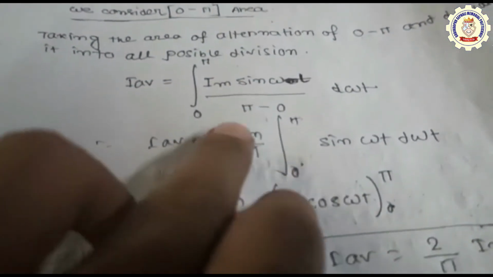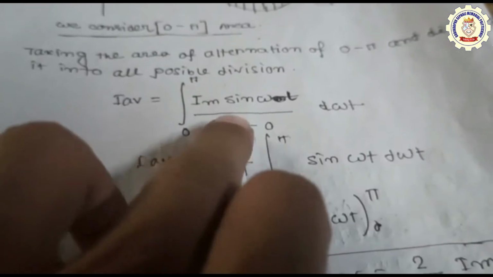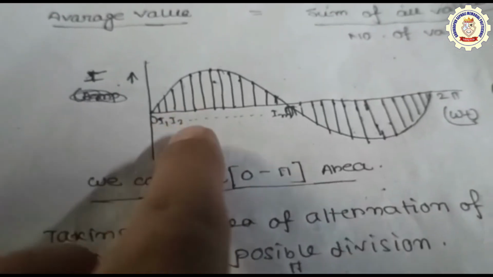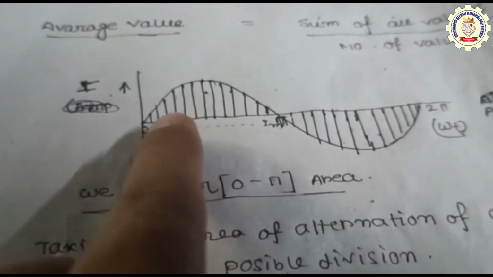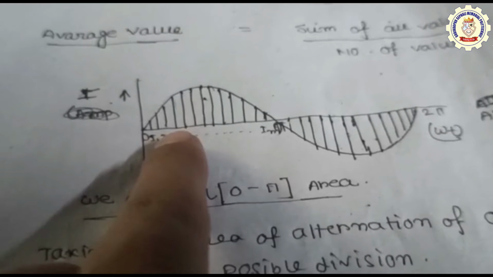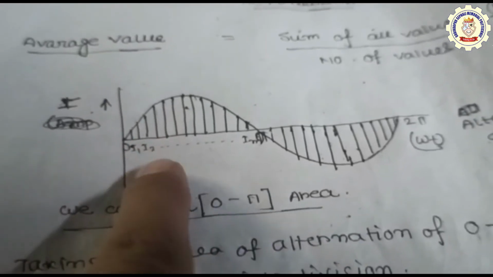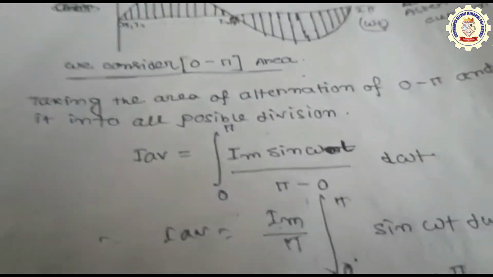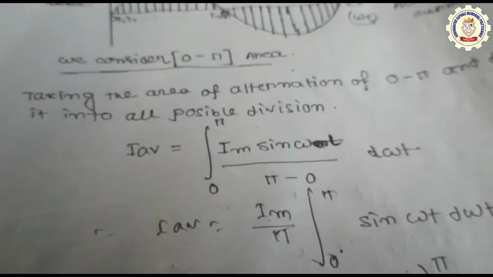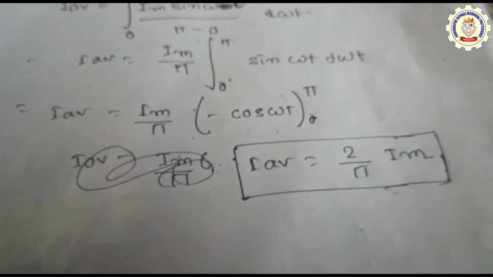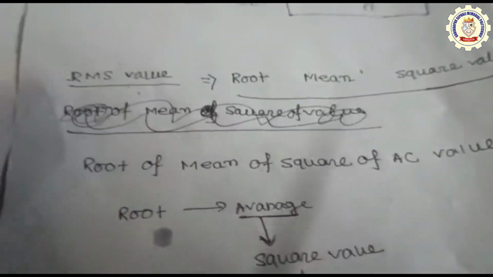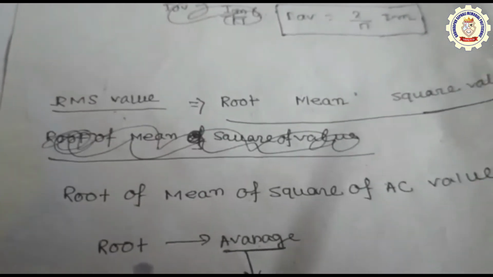Look at here, we integrate 0 to pi Im sin omega t, because each and every instantaneous value, that is I1, I2 ... Im. So we directly write down the formula and integrate 0 to pi, then we get this value. Now another important topic is root mean square, the RMS value.